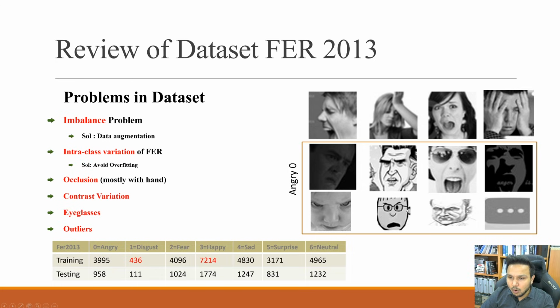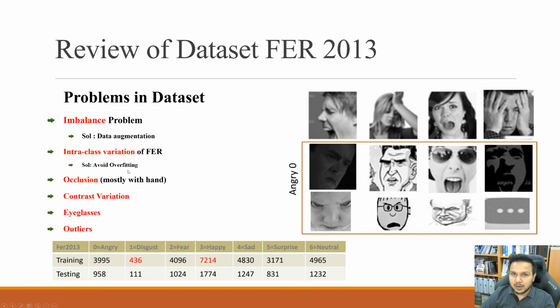For example, all of them belong to the same category, like angry. All of them are angry, right? But it contains face images, and for example a sketch image and a painting as well, and a cartoonistic image as well. So it contains a great variety, right? That is why it is called intra-class variation.